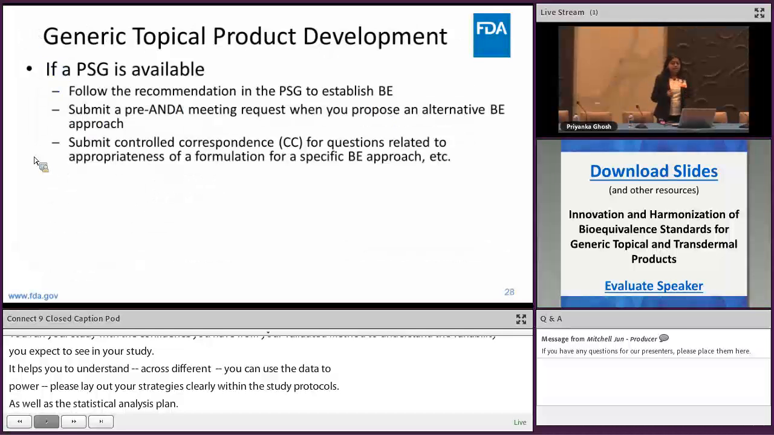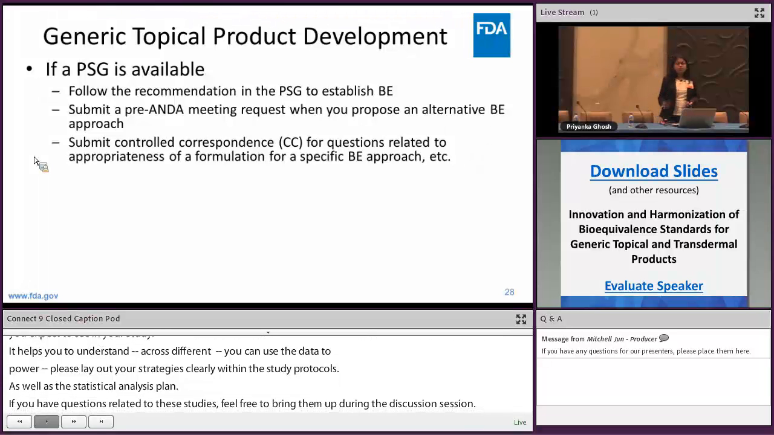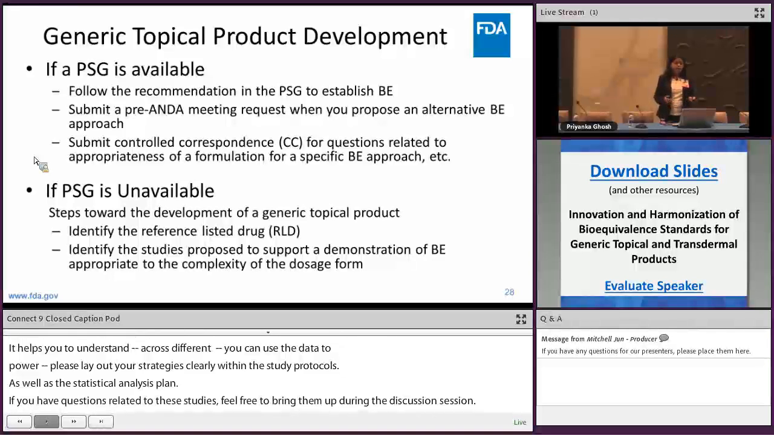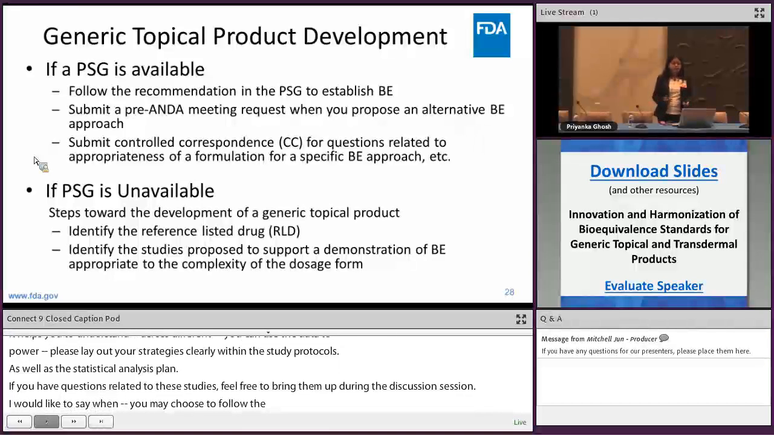In summary, I would like to say that when a PSG is available for a topical dermatological product, you may choose to follow the recommendations within the PSG or talk to us through the pre-NDA or controlled correspondence process. If a PSG is not available, identify your reference product, and then you can develop a product development strategy based on what we have talked about, how we go about identifying potential failure modes for BE for the products and developing product-specific guidances. Similar studies may be used to develop your overall product development strategy.